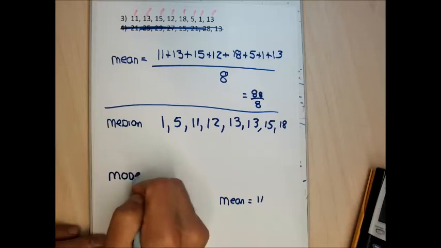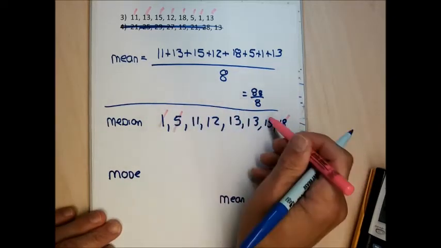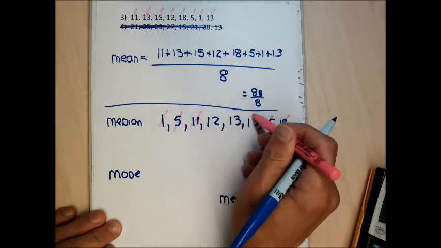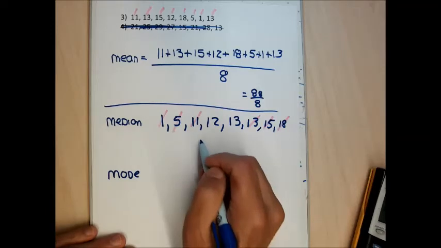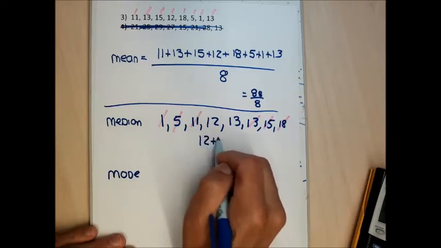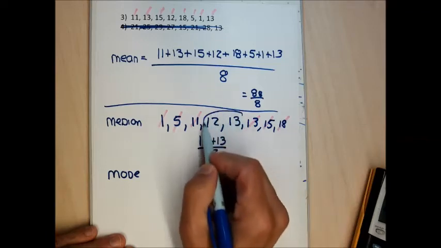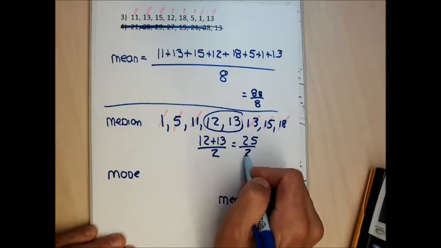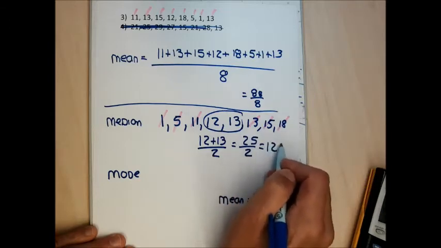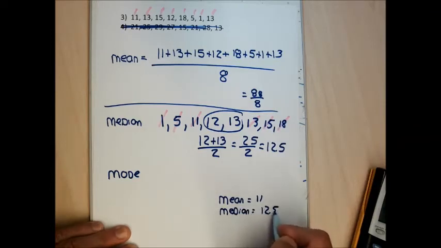And now I'm going to find the median by crossing out the first and the last, second and second from the last, third and third from the last, and I'm left with 2 numbers in the middle. I'm going to find the average of those 2 numbers by adding them up and dividing by 2. So I'm going to add up this 12 and 13 and divide by 2. This is going to give me 25 over 2, which is 12.5. So the second piece in my answer is the median is 12.5.